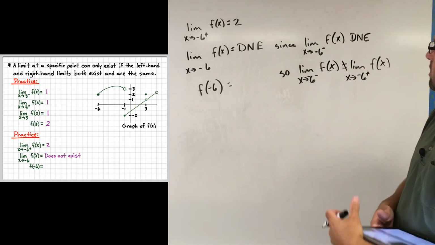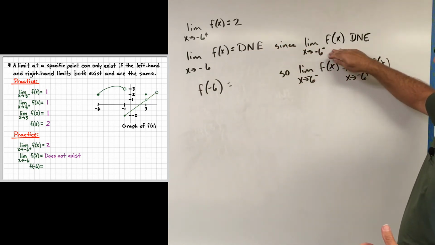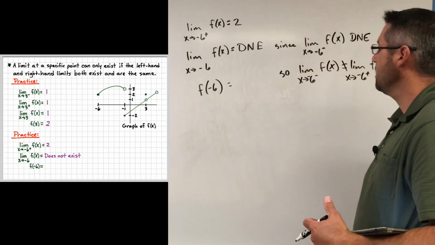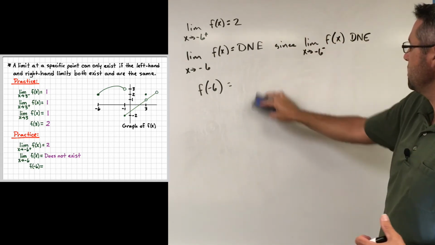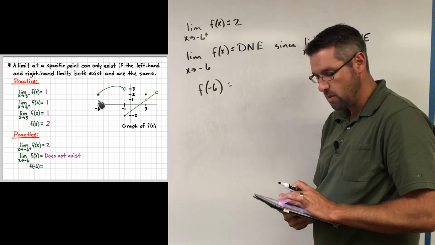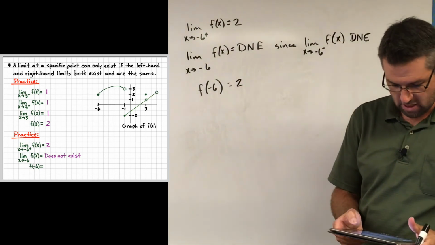So you can see that the limit does not exist because the left-hand limit does not exist, which implies that the left-hand limit can't equal the right-hand limit, okay? But we don't have to write this statement down. We would be good with writing that statement down. And then f of negative 6, what is the function's value at negative 6? Well, we would say that is 2. All right.